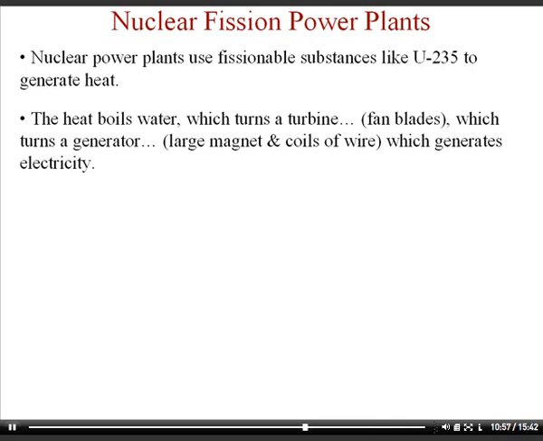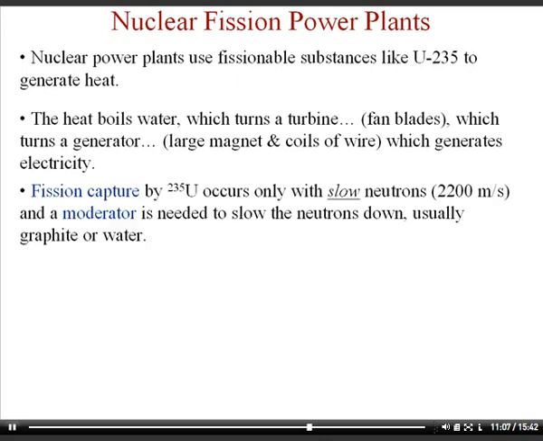fan blade turns a generator, which is composed of magnets and coils of wire, and when the magnet is spun in the coil of wire, or the coil of wire is spun in the large magnets, it creates electric fields, that creates the electricity. Now, the process of generating electricity from spinning magnets and wires is more of a physics topic, so we're not going to cover it in much detail here.